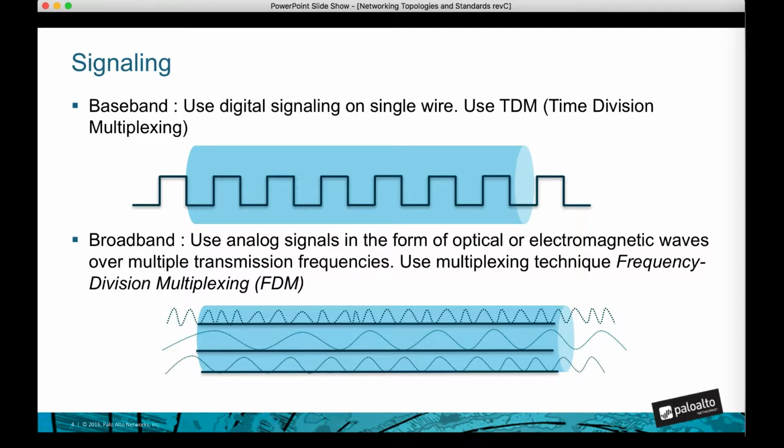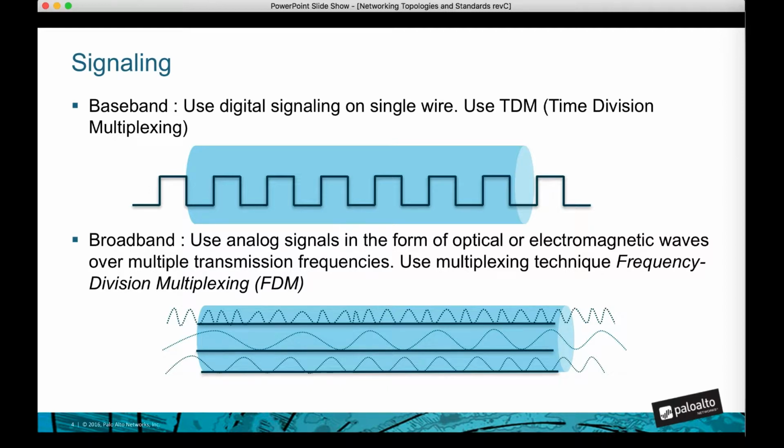By using multiplexing, we can transmit multiple signals on a single cable, and baseband uses TDM, time division multiplexing, which divides a channel into time slots. The key thing about TDM is that it doesn't change how baseband transmission works, only the way data is placed in the cable. Compared to baseband, broadband uses analog signals in the form of optical or electromagnetic waves over multiple transmission frequencies. For signals to be sent and received, the transmission media must be split into two channels.